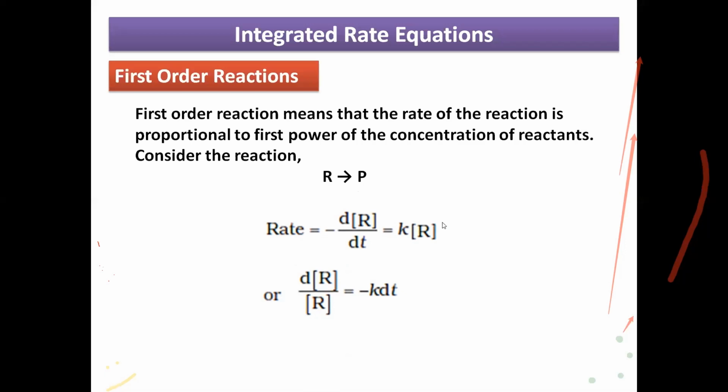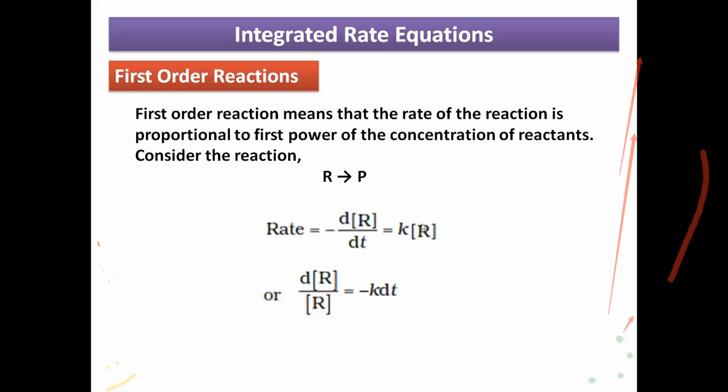Now r raised to the power, I have written 1. I have not shown the 1 here, but there is a 1, right? Because it is a first order reaction, so what will happen? Minus dr by dt equals k r raised to the power 1. So this is the rate expression for a first order reaction.